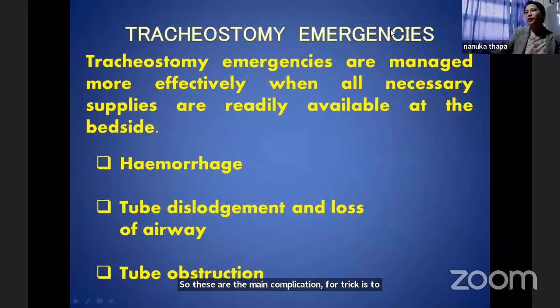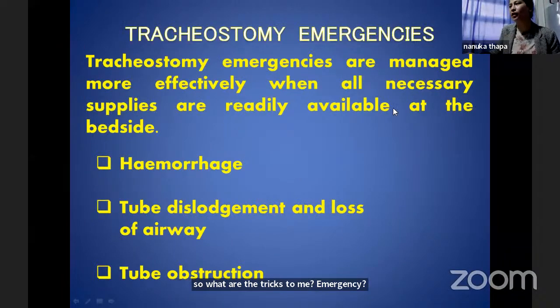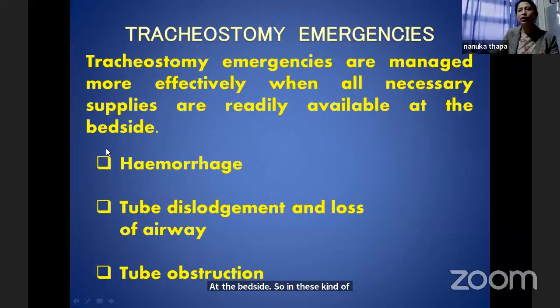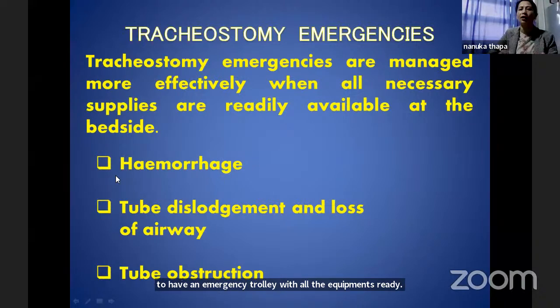So what are the tracheostomy emergencies? Tracheostomy emergencies are managed more effectively when all necessary supplies are readily available at the bedside. So in these kinds of emergencies, you have to have an emergency trolley with all the equipment ready, okay? One is hemorrhage. Hemorrhage is mainly caused if you have injured any arteries in the trachea, okay? It'll lead to severe bleeding from the tracheostomy site. And then tube dislodgement and loss of airway.